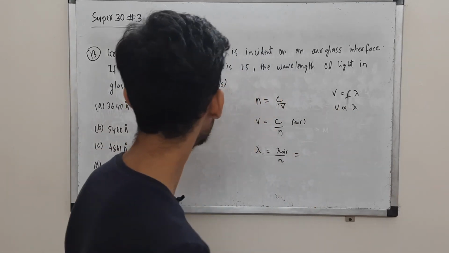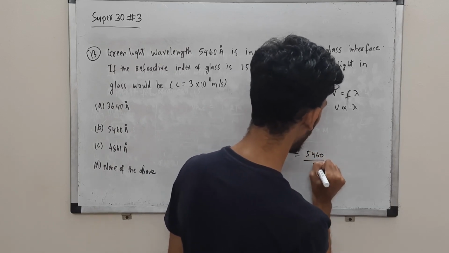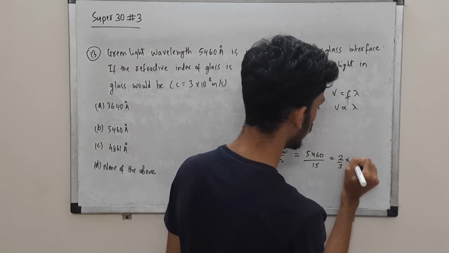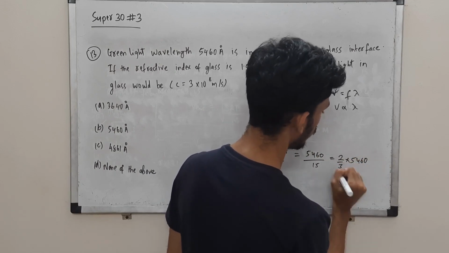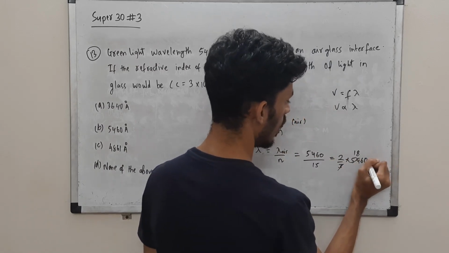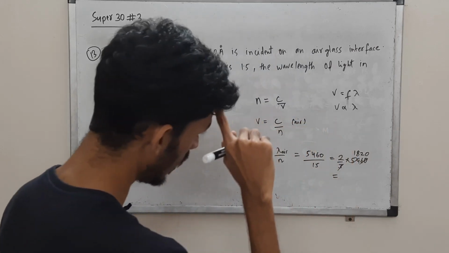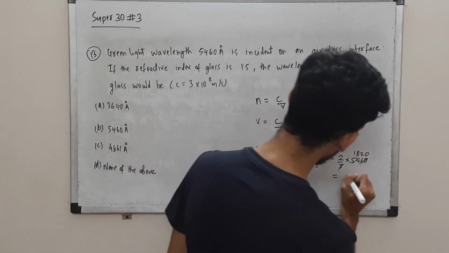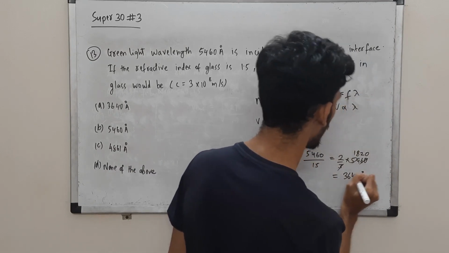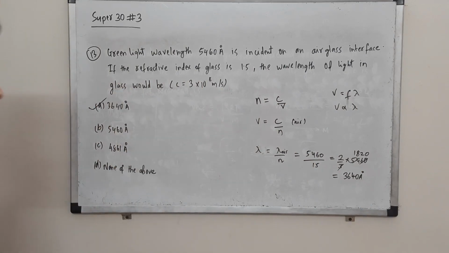So lambda in air is 5460, and you divide by 1.5. 1.5 is actually 3 by 2, so you could have just taken 2/3 of that value to get the answer. 3 18s are 54 and 3 20s are 60, so 1820 into 2: 18 double is 36 and 20 double is 40, so 3640 angstroms. So option A, when in doubt choose option A, is your correct choice.